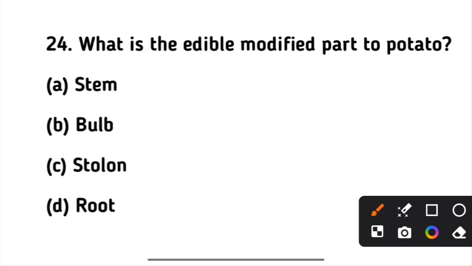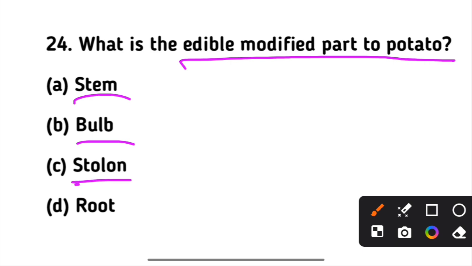Next question. Which is the edible modified part of potato? Options: stem, bulb, stolon, root. Option A is correct. The edible modified part of potato is a stem.